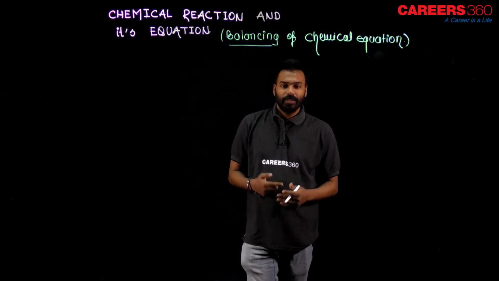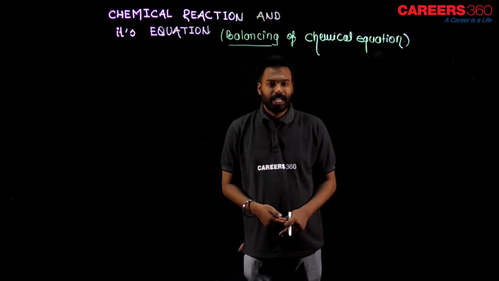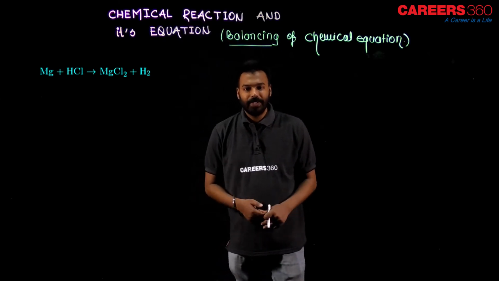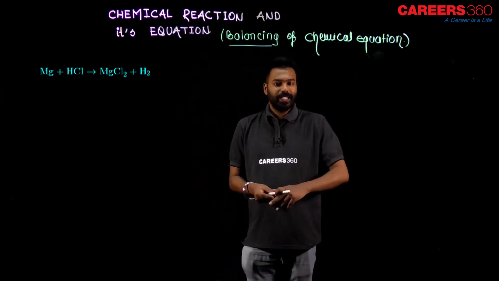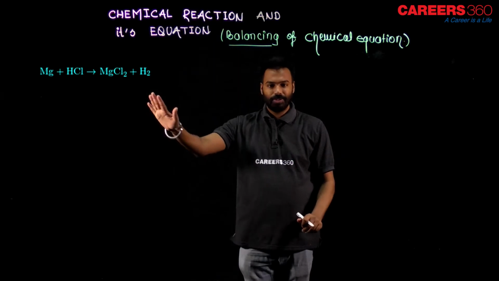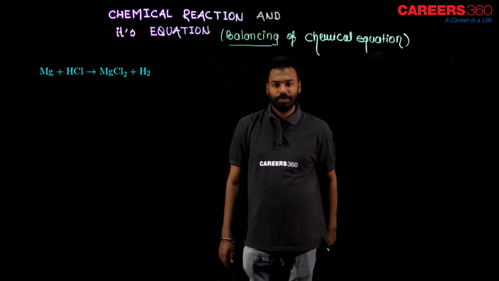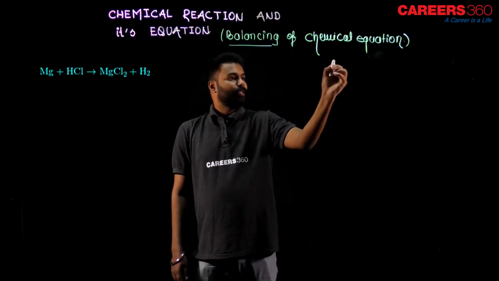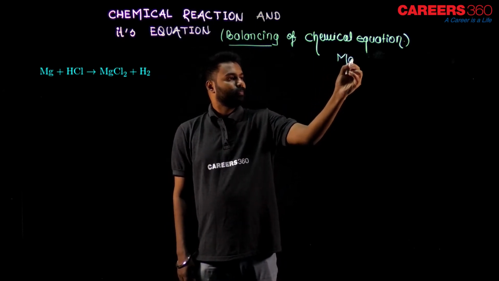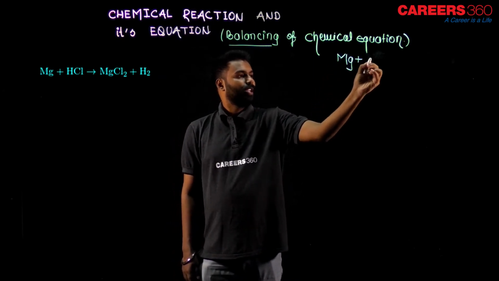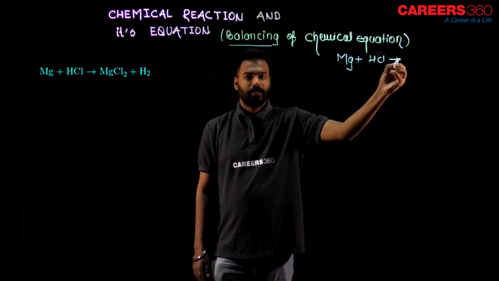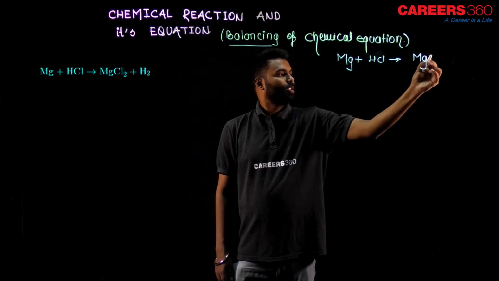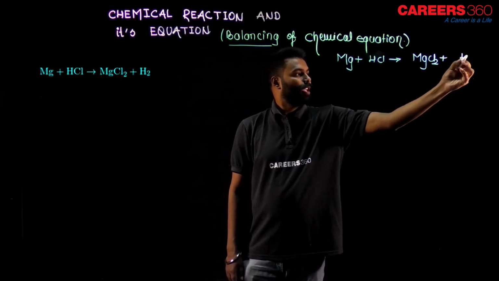Let us take the first example to balance the chemical equation now, that is Mg plus HCl gives MgCl2 plus H2. I will write the equation here again. This is my question and this is my solution area. Okay. So, Mg plus HCl, that is MgCl2 plus H2.